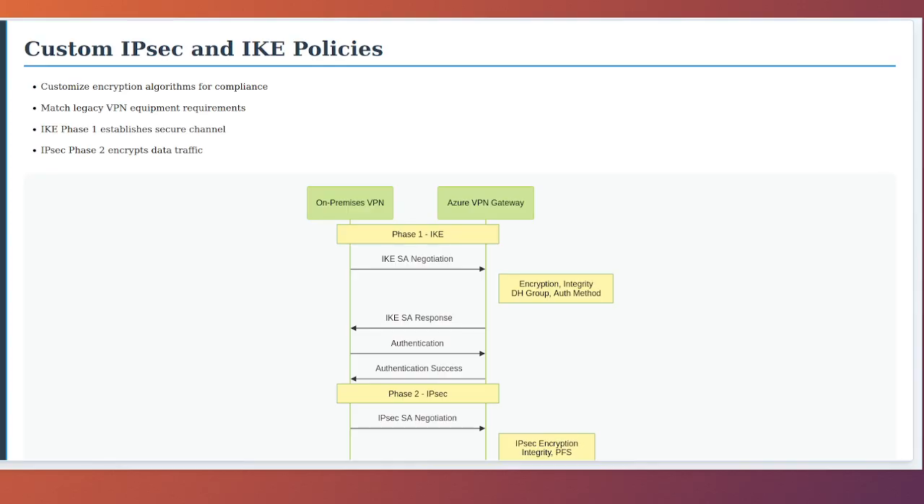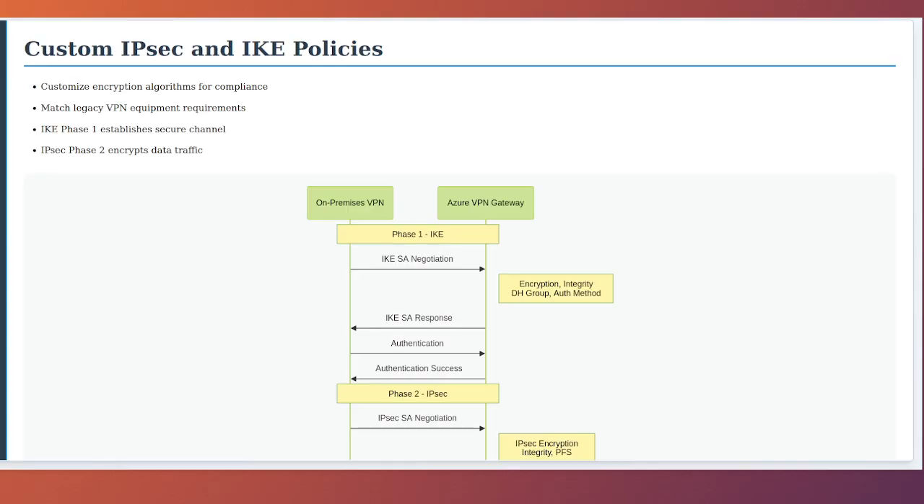You might need custom policies to meet specific security compliance requirements, to match legacy VPN equipment that only supports older encryption algorithms, or to optimize performance by selecting algorithms that your hardware can accelerate. Azure allows you to define custom IPsec/IKE policies at the connection level, overriding the default settings.